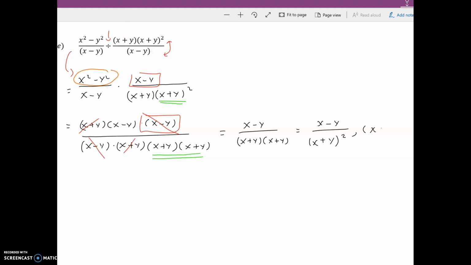Now, as long as x plus y is not 0, that would be our final answer for this one.